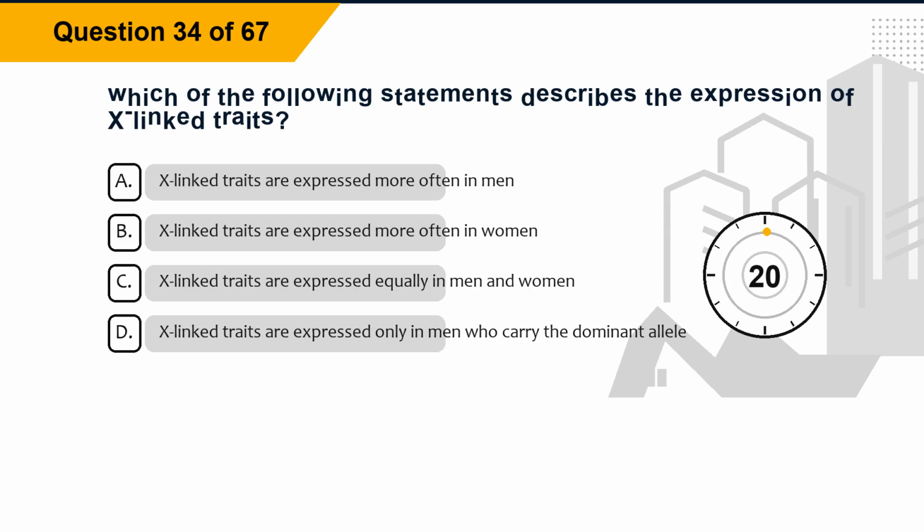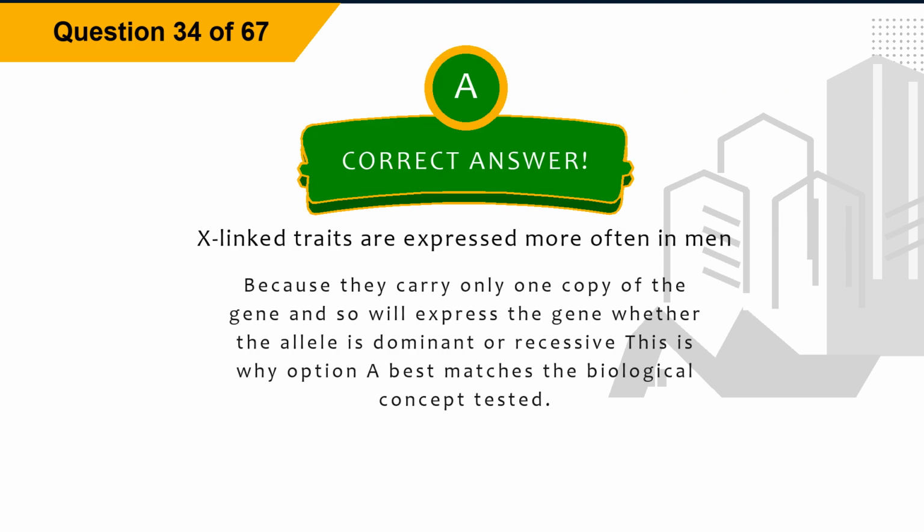Question 34. Which of the following statements describes the expression of X-linked traits? Option A. X-linked traits are expressed more often in men. Option B. X-linked traits are expressed more often in women. Option C. X-linked traits are expressed equally in men and women. Option D. X-linked traits are expressed only in men who carry the dominant allele. The correct answer is option A. X-linked traits are expressed more often in men. Explanation. Because they carry only one copy of the gene, they will express the gene whether the allele is dominant or recessive. This is why option A best matches the biological concept tested.